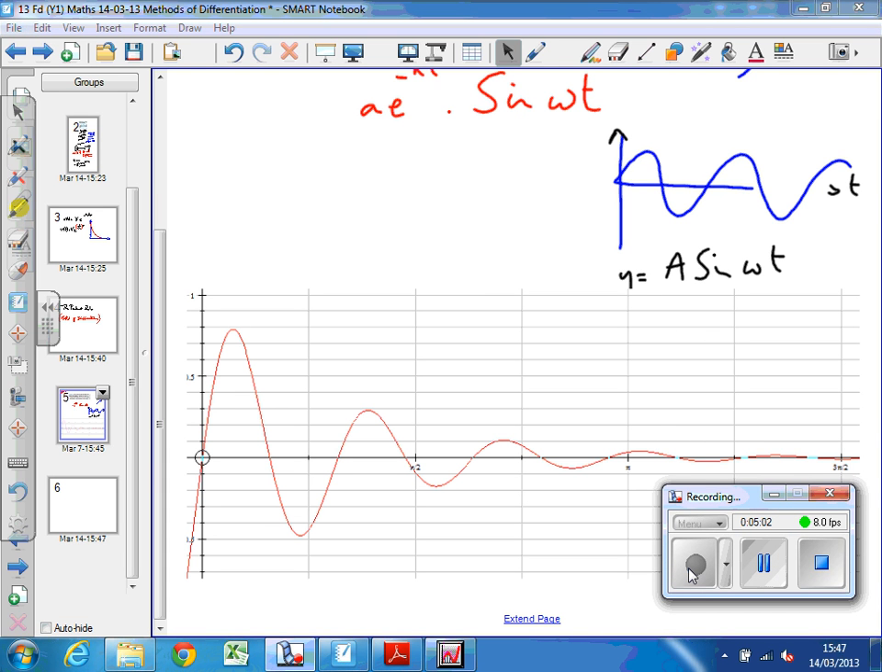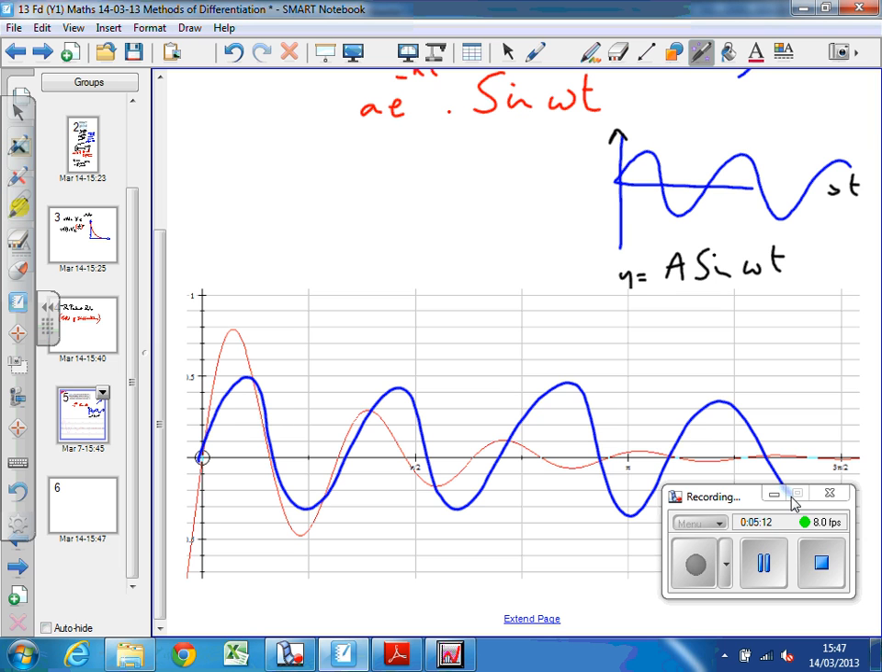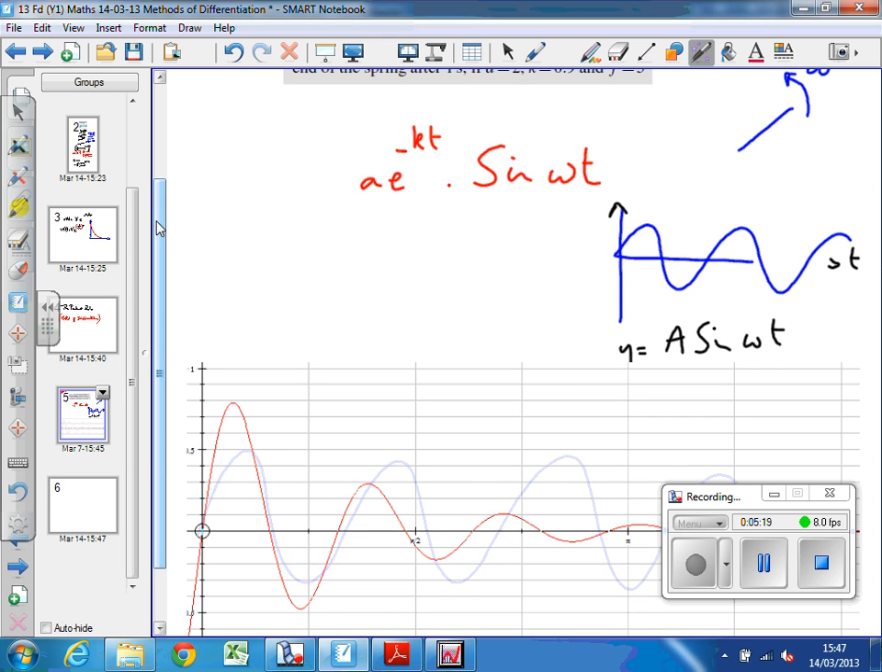So if we look at this function that we've just done on Autograph, the sine function is the underlying function. That's the sine wave. But the amplitude of this sine wave is not fixed. The amplitude of this sine wave is an exponential decay function. There it is. Decay, as we've just been talking about, because it's negative. And exponential decay looks like that. So the amplitude of this wave is decaying exponentially, and you can see that here. The amplitude is dying off.